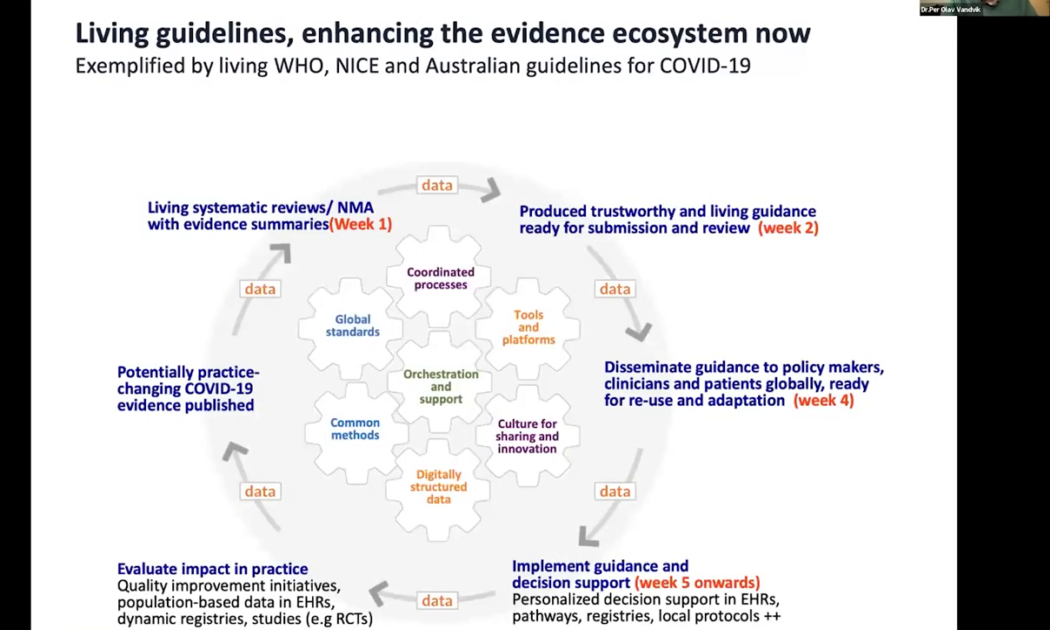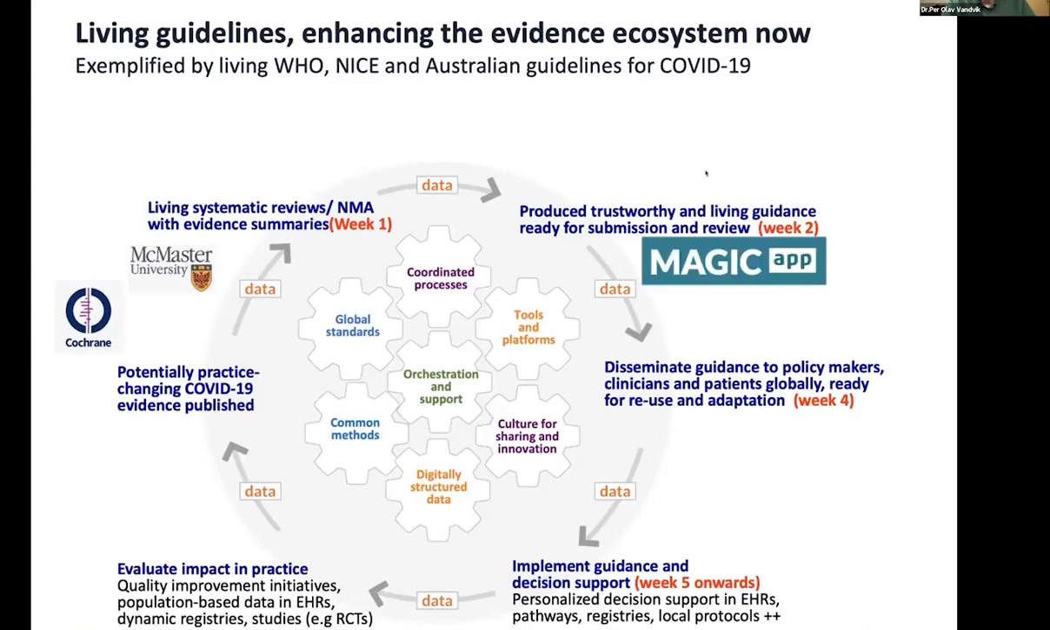Just an example of how MAGIC has been working in this evidence ecosystem with living guidelines. We have monitored trials for COVID-19 therapeutics in particular. We've had wonderful support from McMaster doing a living systematic review and network meta-analyses. The Cochrane group has done similar wonderful work, sharing the evidence on their website so everybody could access it. And then we have worked from MAGIC using the platform, supporting WHO for their living guidelines and being a part of our BMJ rapid recommendations.